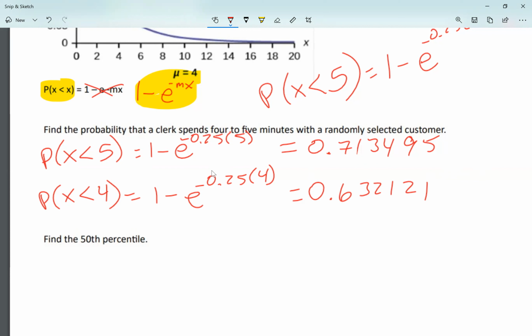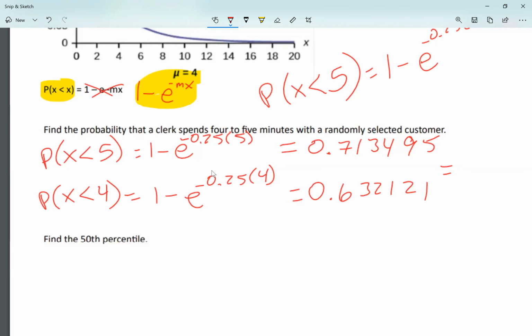Okay, so I know the probability that the clerk will spend 5 minutes or less. What's the probability that the clerk will spend 4 minutes or less? For me to find the probability that the clerk is going to spend 4 to 5 minutes, we'll find the difference between those two. Just subtract them.